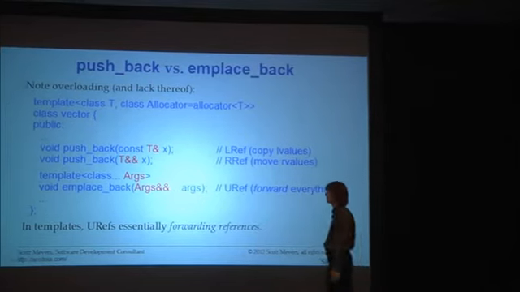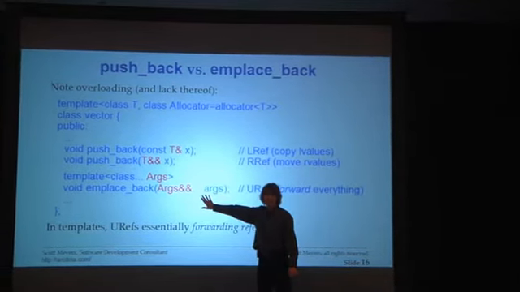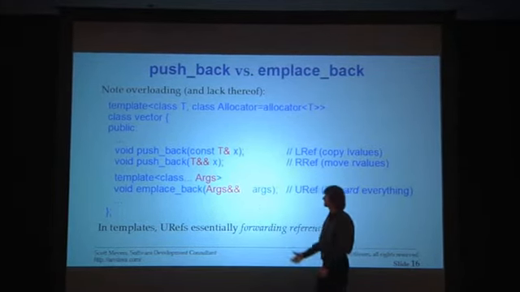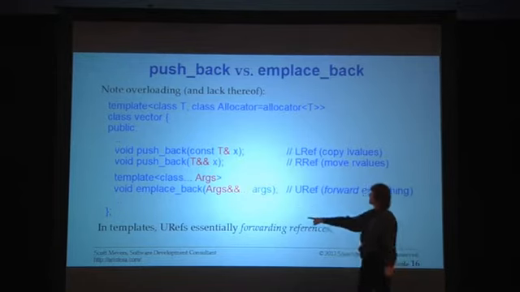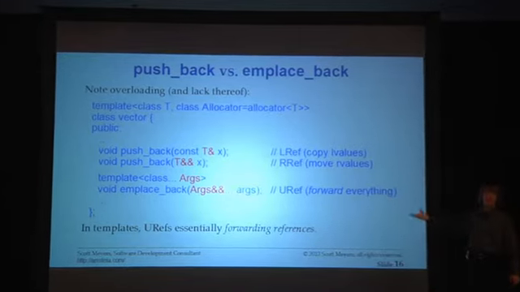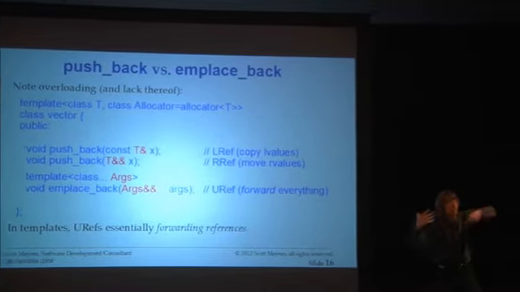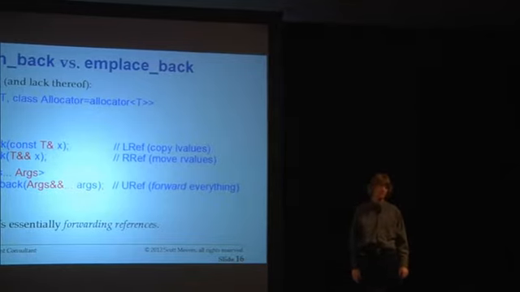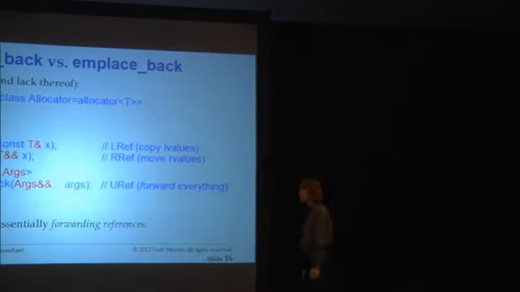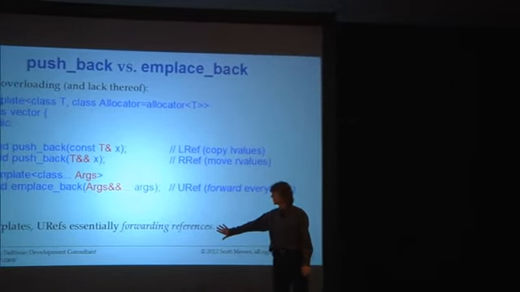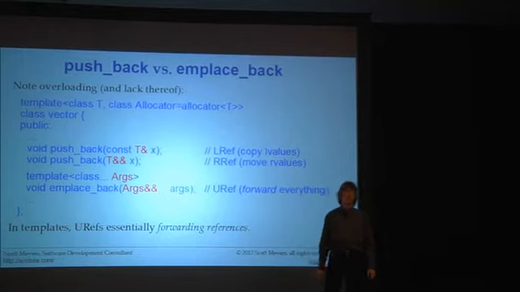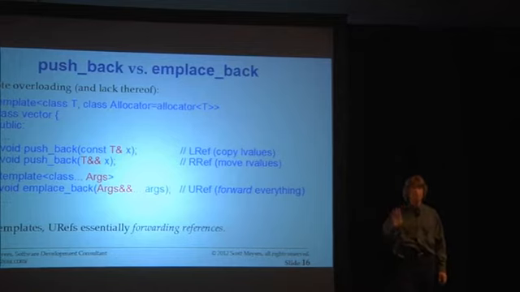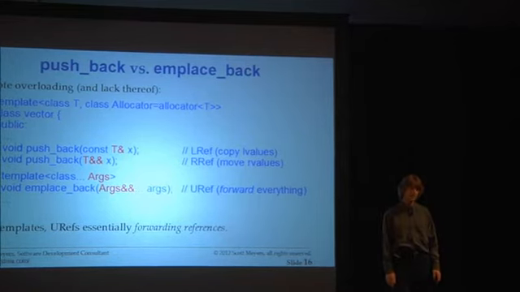On the other hand, here's emplace_back. It is not overloaded, because emplace_back takes everything. This is a universal reference. It will forward everything. What emplace_back is going to do is take all of its arguments and just forward them on to some other function, in particular to the constructor for T in this case. If you're in a template, a universal reference is essentially a forwarding reference, and I toyed with the idea of trying to introduce the terminology forwarding reference and decided that one term is plenty. So I really want to focus on universal references.